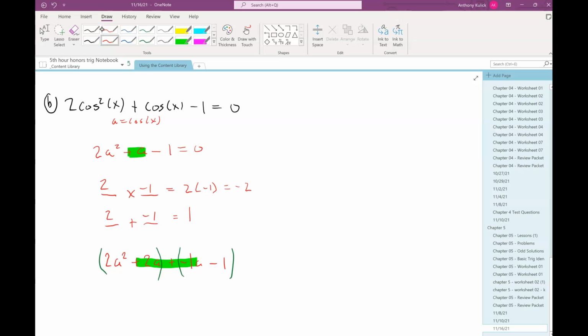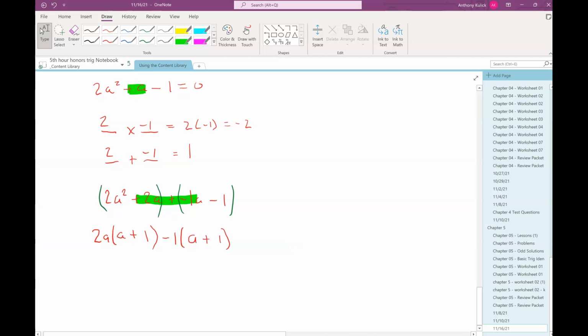From the first group, we can take out our greatest common factor of 2a. When I factor out that 2a, what's left? You have a squared, or a, and then you have 1. A plus 1. If I look at the second group, what's the greatest common factor I can take there? -1. And what's left? You have a, and then 1. A plus 1. Notice that each of these two terms has an a plus 1. So if I factor that out, I'm left with 2a minus 1.